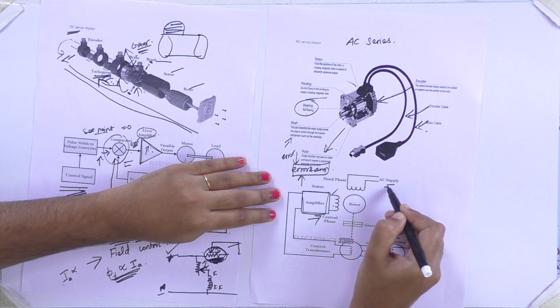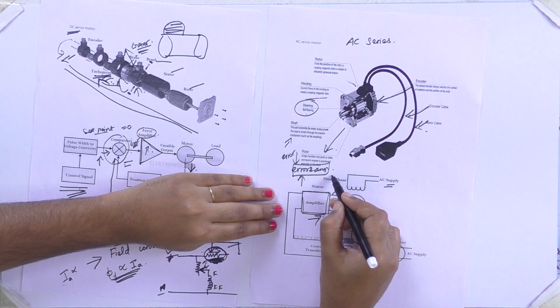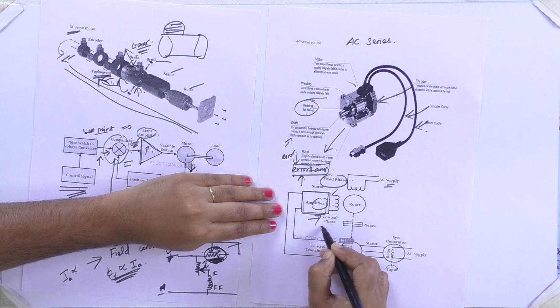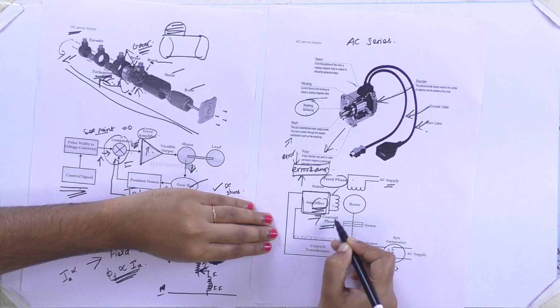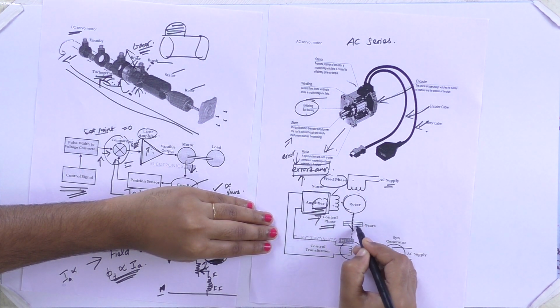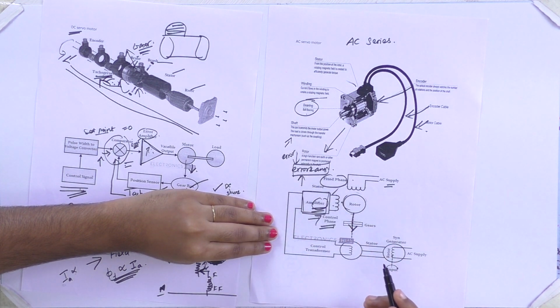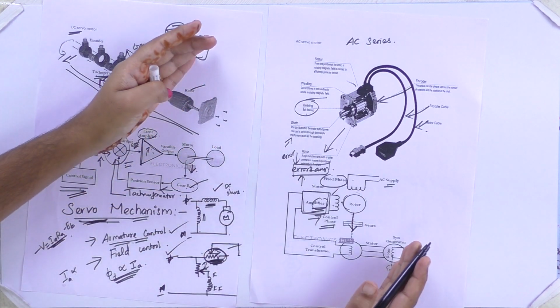So there will be two phases, one is the fixed phase, another one is the auxiliary phase. The fixed phase will be there, and the additional phase will be connected through the amplifier that will control the phase voltage, and according to that your rotor will rotate. From the rotor you can sense the speed, and that will be given to the amplifier. This is how your AC servo motor works. The DC servo motor and AC servo motor are of the same concept. The control mechanism is involved in the control of the AC motors and DC motors.